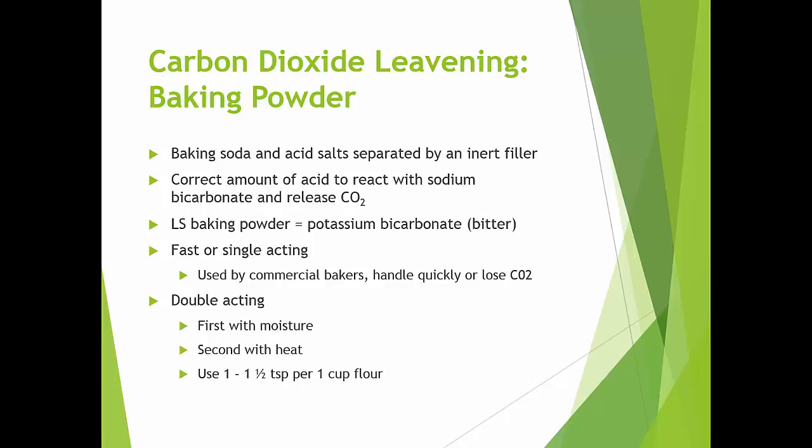You have a couple of different types of baking powders. You have fast or single acting baking powder, and that's used mostly by commercial bakers. You want to handle this product quickly, again, or you're going to start losing carbon dioxide. In other words, it's going to deflate on you. You also have double acting baking powder. It first acts when you add the liquid, and then secondly, it reacts with heat. With that one, you're going to use 1 to 1.5 teaspoons per cup of flour.